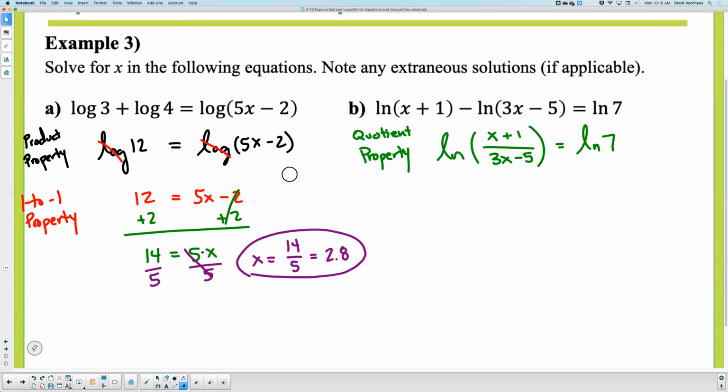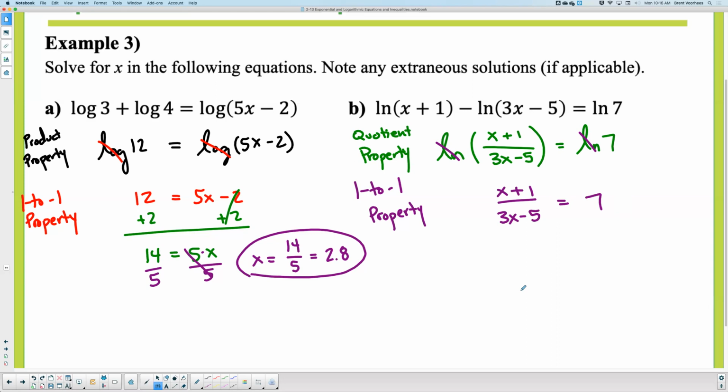Cancel the natural. We can simplify out the natural logs, because if natural log of all this is equal to the natural log of 7, then all this on the inside has to equal 7. This is called what property? The one-to-one property, meaning one log equals one other log. And that's it. It's not a 1-to-2 property. It's not a 2-to-3 property. It's a 1-to-1 property, meaning one log equals one log. So dropping that, I have that x plus 1 over 3x minus 5 equals 7.